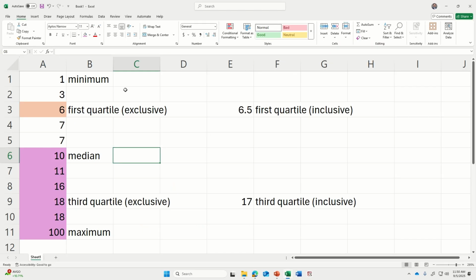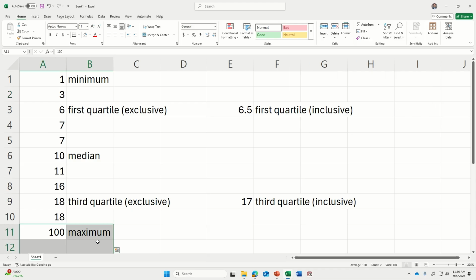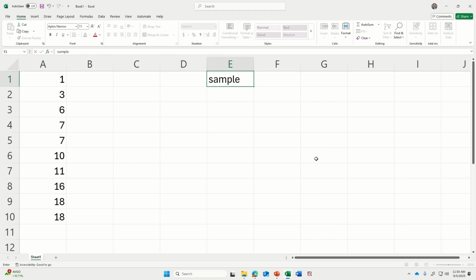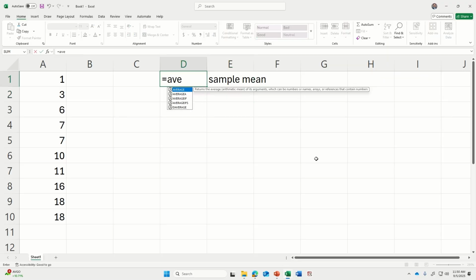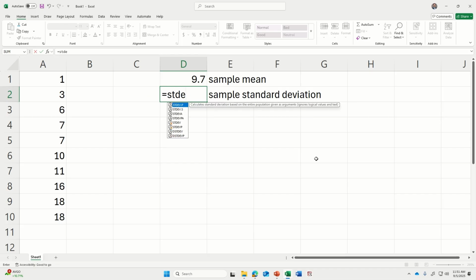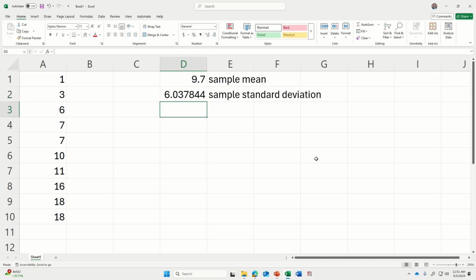So let's do it. Let's assign some z-scores to my data set. Let's get rid of my crazy outlier, get rid of all of this stuff. And this is my data set. First thing I need is my sample mean. And my sample mean is AVERAGE, column A, boom. The next thing I need is my sample standard deviation, which I get from STDEV.S, column A. There we go.